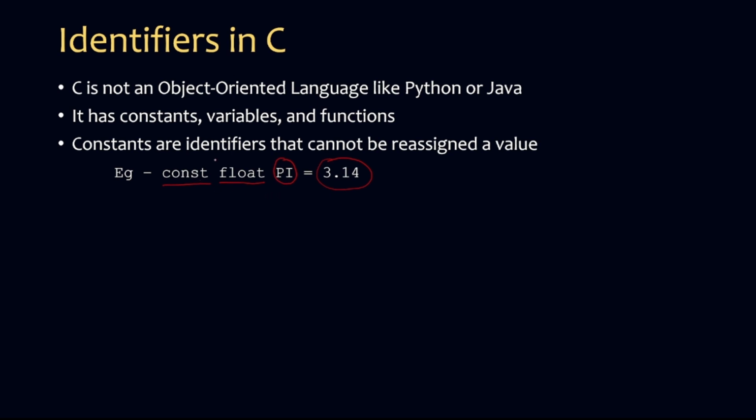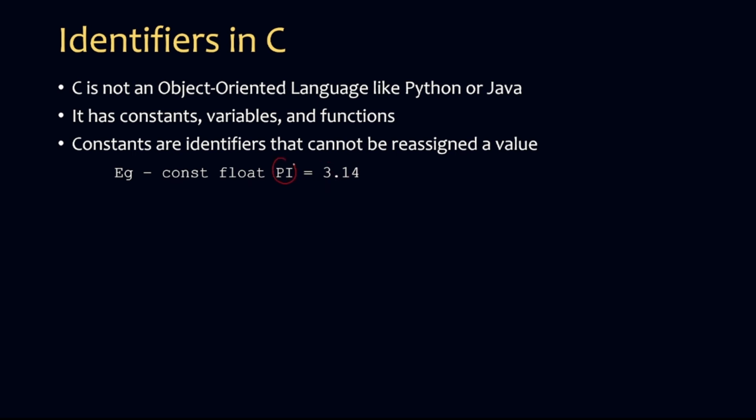What are keywords again? Keywords in C are just specific words that are chosen by the creators of the language that are used to declare something. So here, const is being used to declare this constant called pi, that is 3.14.